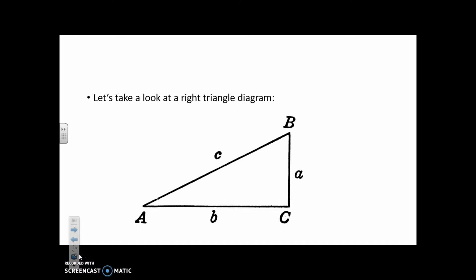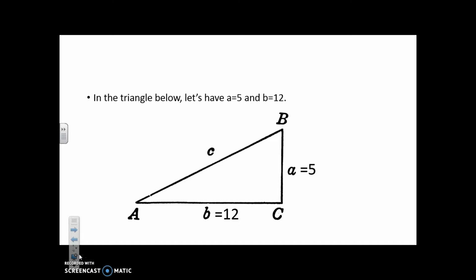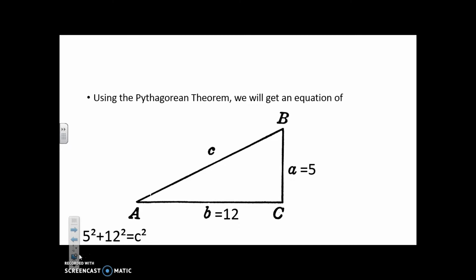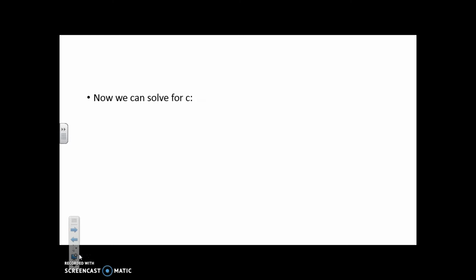So let's take a look at a right triangle diagram. This right triangle below is given with vertices A, B, and C, and side lengths little a, little b, and little c that are directly across from the vertices. In this triangle, let's have a equal 5 and b equal 12. Then, if we use the Pythagorean theorem, we get the equation 5 squared plus 12 squared equals c squared. If we go on and try to solve for c, it becomes 25 plus 144 equals c squared, because 5 squared is 25 and 12 squared is 144.